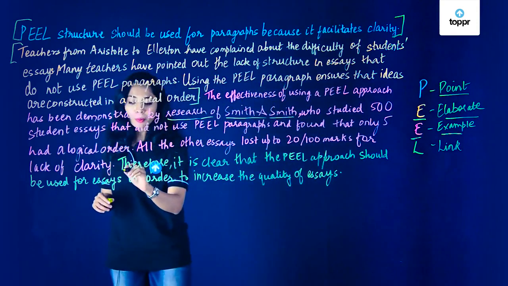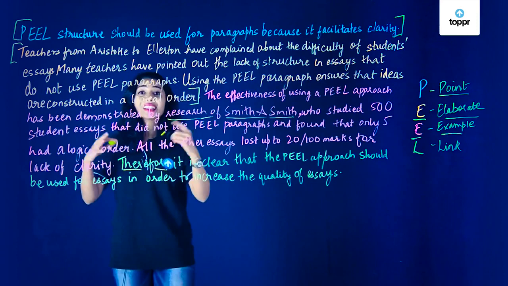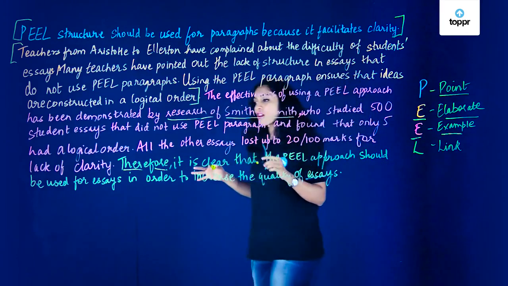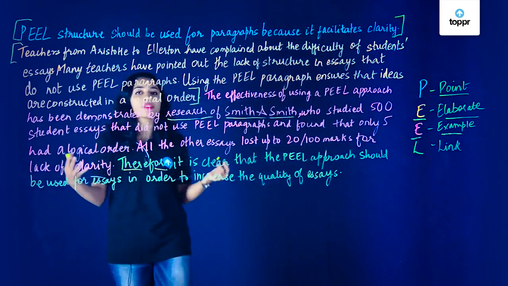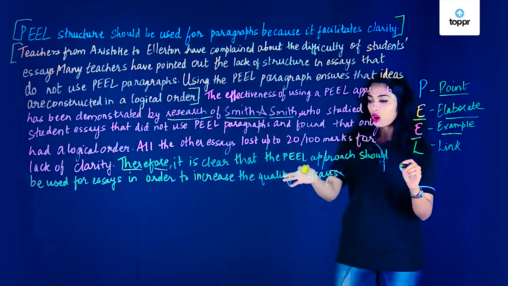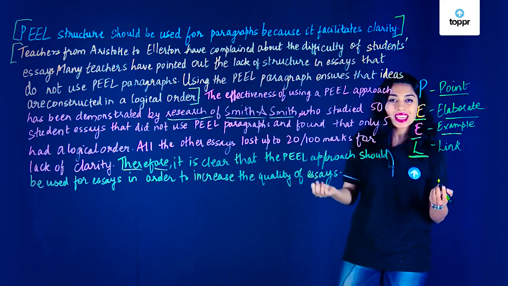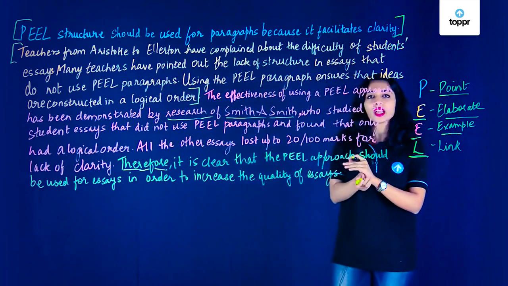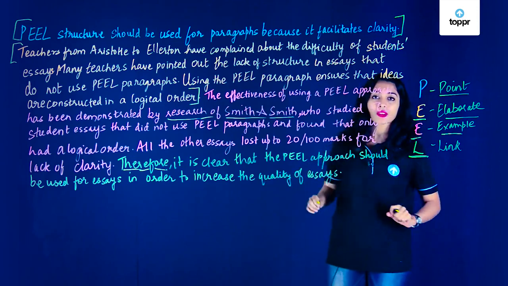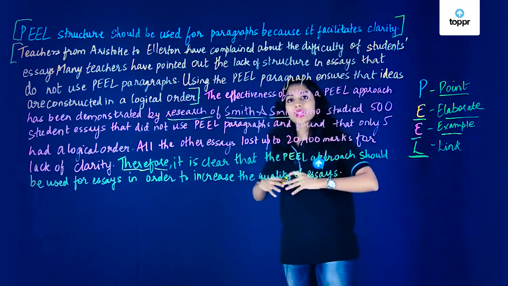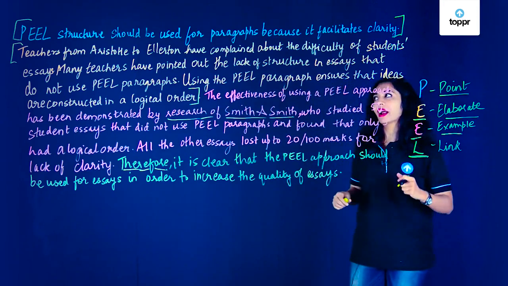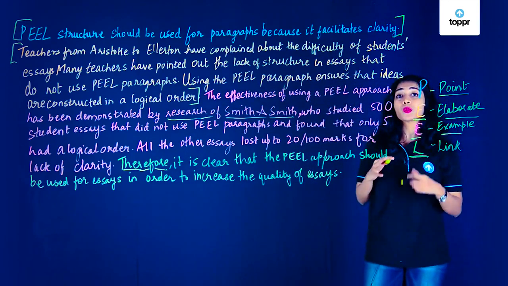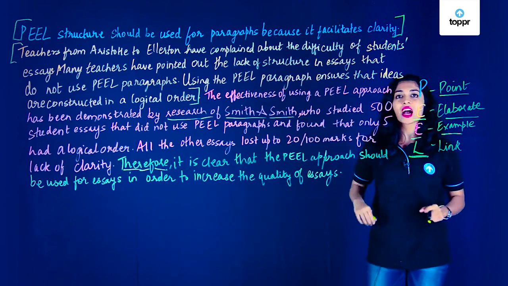Therefore, I want you all to pay attention to this word therefore, which is a linking word. Therefore, because of all this, it is clear that the PEEL approach should be used for essays in order to increase the quality of essays. So, the green part here has taken care of the L, which is linking. We have used the linking word therefore, and we should use linking words not only towards the conclusion, but throughout the paragraph, so that there is a flow, a fluidity to the paragraph. So we have used the PEEL technique to write about the reason why we should use the PEEL structure while writing a paragraph.